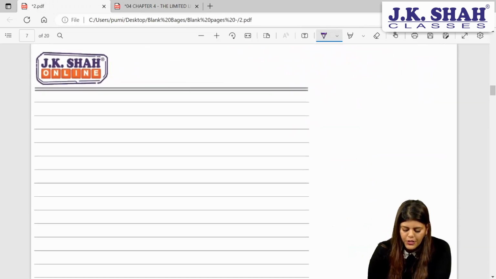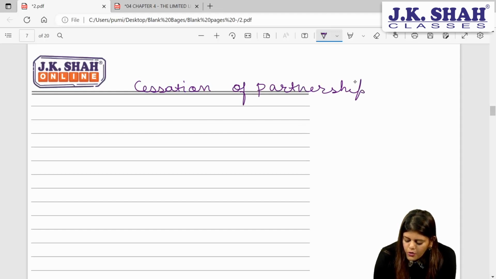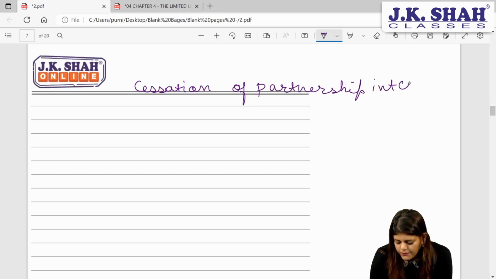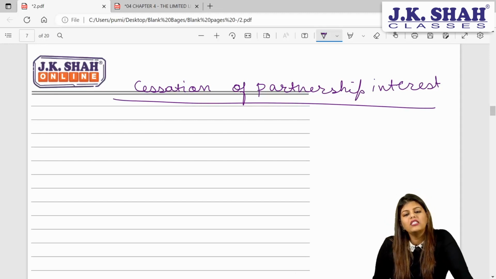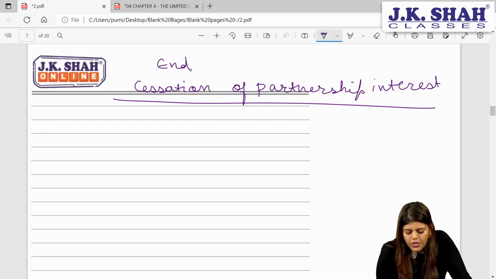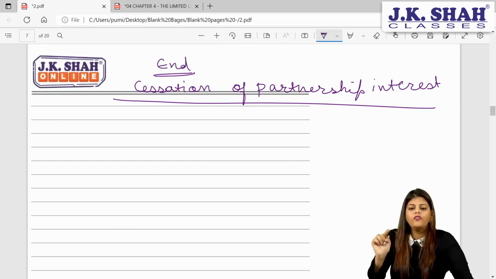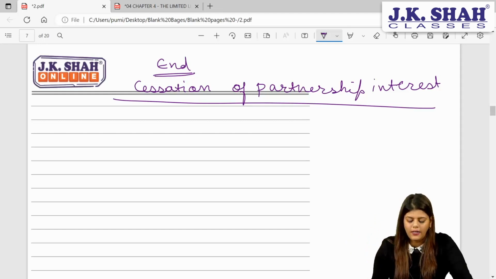Now, coming to cessation of partnership interest. Most of the students don't know what the word cessation means. You have heard the word ceases? Its noun form is cessation, that is, end. Cessation of partnership interest means end. When will you no longer be a partner? When will your partnership interest end in LLP?